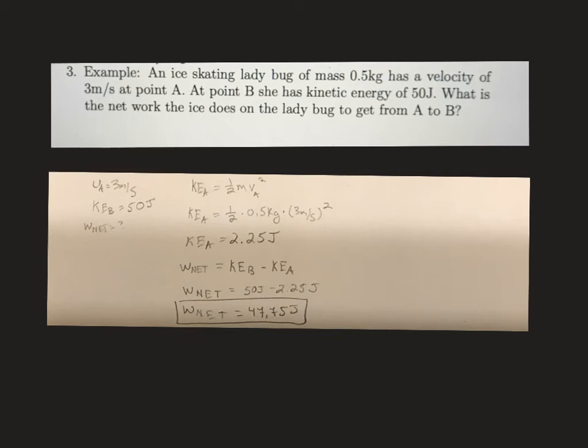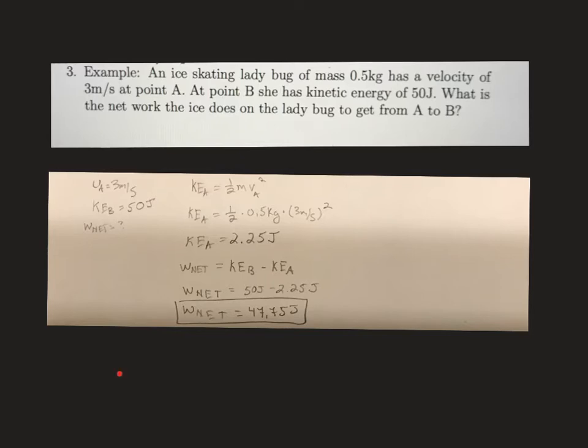In this example problem, we have an ice skating ladybug of mass 0.5 kilograms and an initial velocity, or I would say a velocity at point A, of 3 meters per second. And at point B, that same ladybug has a kinetic energy of 50 joules. So we can think of point A as the initial and point B as the final, and we want to know what the work done between A and B is.